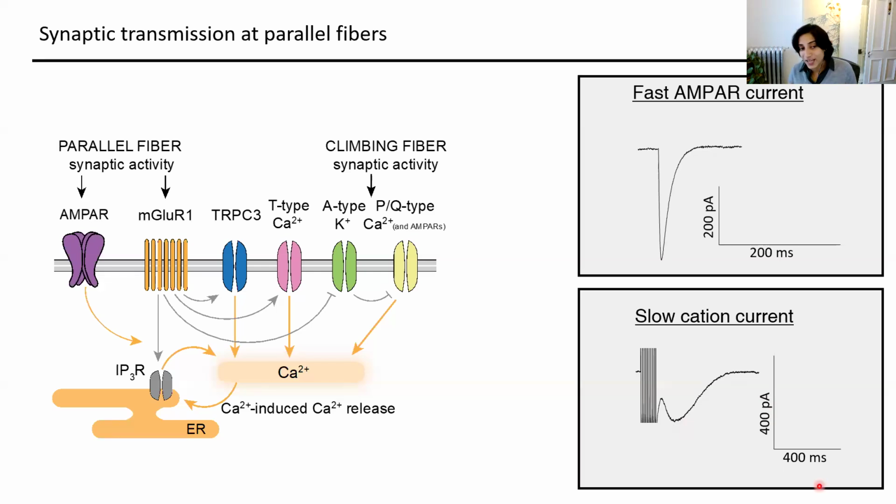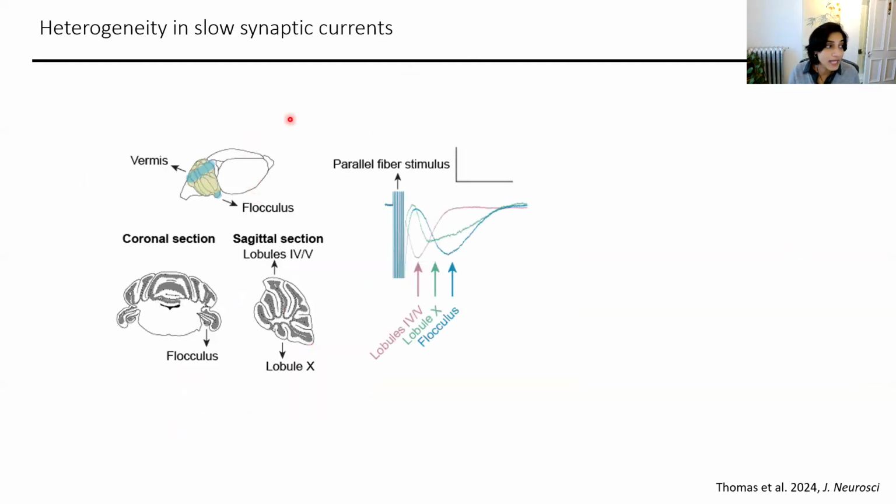And so I'm going to tell you a little bit about a project by Ria Thomas in my lab. And Ria actually just defended her thesis last week, so we're all very proud of her. And what she found was that when she looked at the slow cation current across regions of the cerebellum, she looked at our old friend the flocculus, but she also looked at the midline vermis, the region most of us study as synaptic physiologists, and specifically looked at different lobules in the vermis.